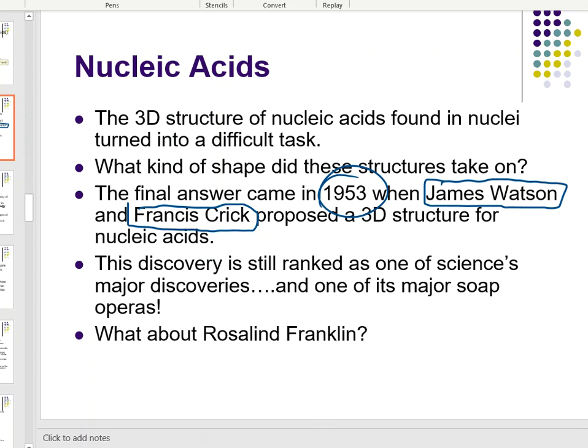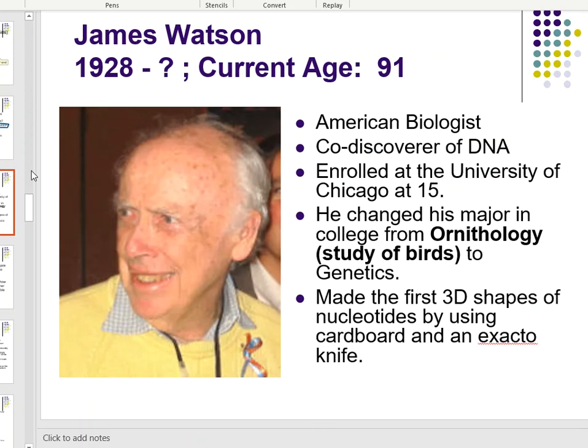So basically what happened is that James Watson, here he is, current age 91. I mean, to this date that this video has been recorded, he has not passed away yet, so he's still with us. Again, this is fairly recent stuff, okay, and this kind of proves that point. But he really kind of helped determine the 3D structure by using cardboard and X-Acto knives. He basically took pieces of cardboard. He knew that the bases were pretty much flat, and he knew that cardboard was flat as well. So why not take these pieces of cardboard, why not cut out the shapes, and then maybe use that as a starting platform from then on out.